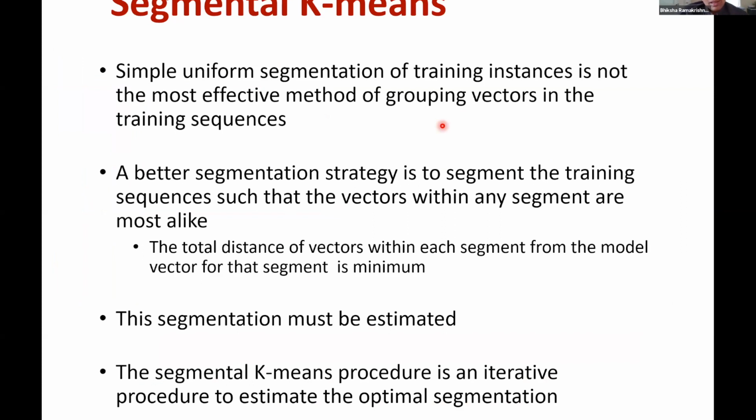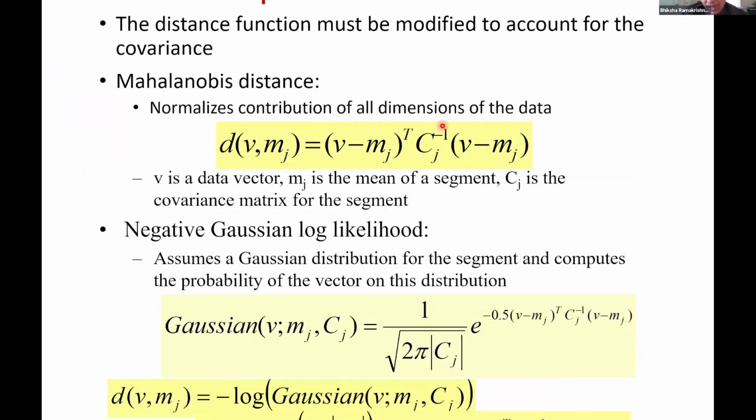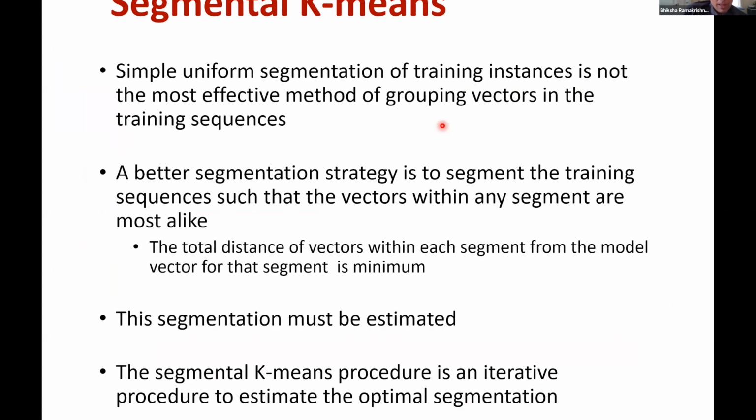Okay, so that's one problem. But here's the second problem that Kathleen mentioned. Simple uniform segmentation of training instances is not going to be the best or the most effective method of grouping vectors. For example, I might have said 0 the first time around, and the second time around I might have said 0. And the difference was that in the first case, my Z was long, and in the second case, my Z was short. If I segment both of them uniformly, I'm going to take a whole bunch of O's from my second instance of 0 and begin grouping them with the Z's in my first instance of 0. That doesn't sound right, does it?